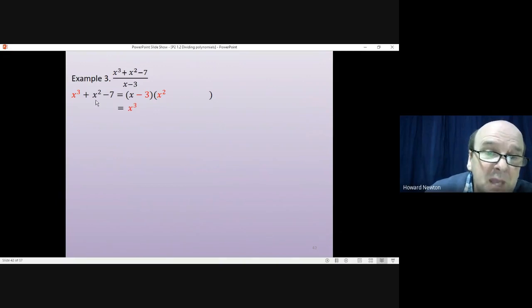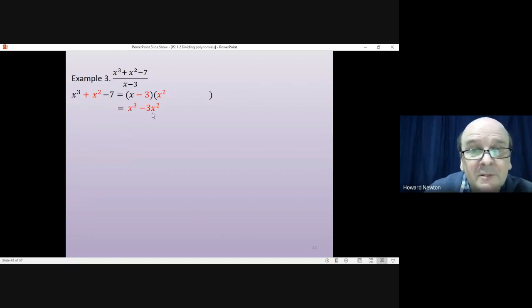Now I move on to the x squared term. So plus x squared is what I want. I look at what I've got already. Well, I've got minus 3 times x squared. That gives me the minus 3x squared here. Now I want plus 1x squared. I've got minus 3x squared. So I need to think, how do I need to adjust that? Well, I need to add 4x squared. Minus 3x squared plus 4x squared would give me plus 1x squared.